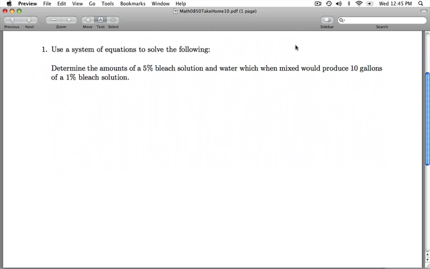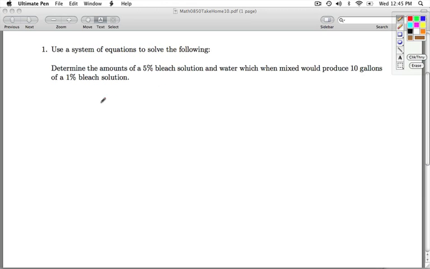We're asked to use a system of equations to solve the following. We need to determine the amounts of a 5% bleach solution and water, which when mixed would produce 10 gallons of a 1% bleach solution. So this is another one of these classic mixture problems.